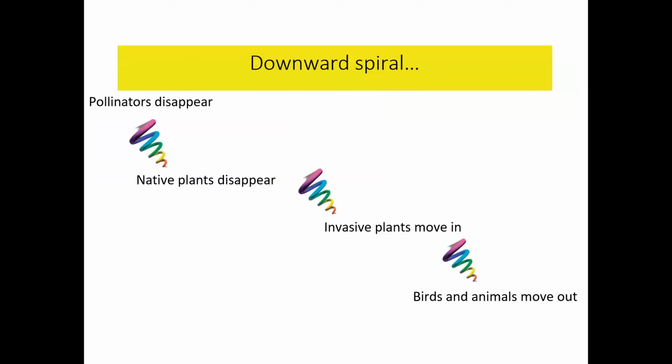So when the pollinators disappear, we get into a downward spiral. Native plants then disappear, invasive plants move in, and birds and animals move out. So you end up with kind of like an ecological desert.